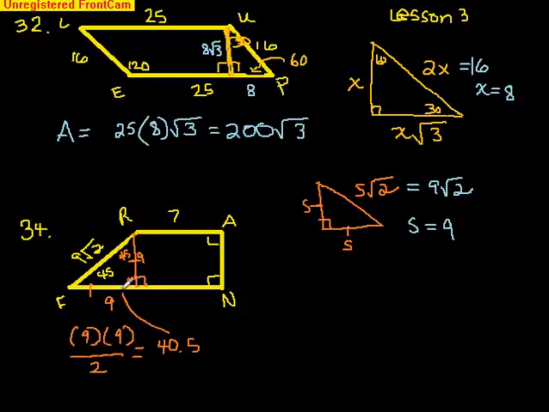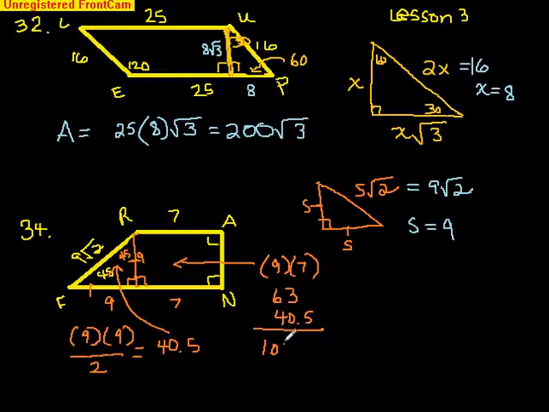That's the area of the triangle. And then we're going to find the area of the rectangle. This is 9, and you can see that it's a rectangle, so the opposite side is going to be the same as the top one. So it's going to be 9 times 7, which is 63. And if we add that to 40.5, we get the area of that whole figure is 103.5.